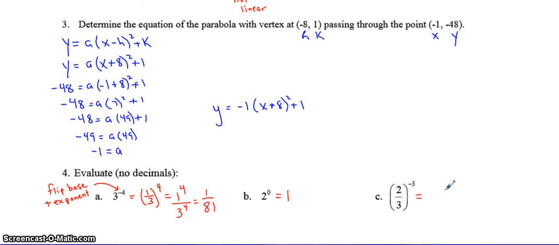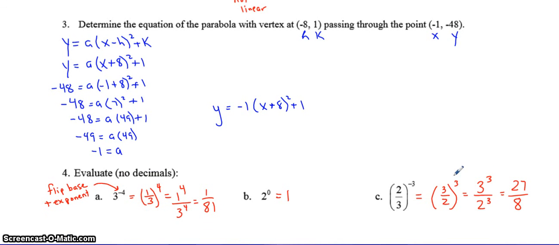Once again, with a negative exponent, we're going to flip the base upside down, change the exponent to a positive. Both the numerator and the denominator get the exponent of 3. So it's going to be 3 squared over 2 squared, which is 27 over 4. Oops, sorry. It's 3 to the 3. Both numerator and denominator will get an exponent of 3. So 3 to the 3 is 27. 2 to the 3 is 8.